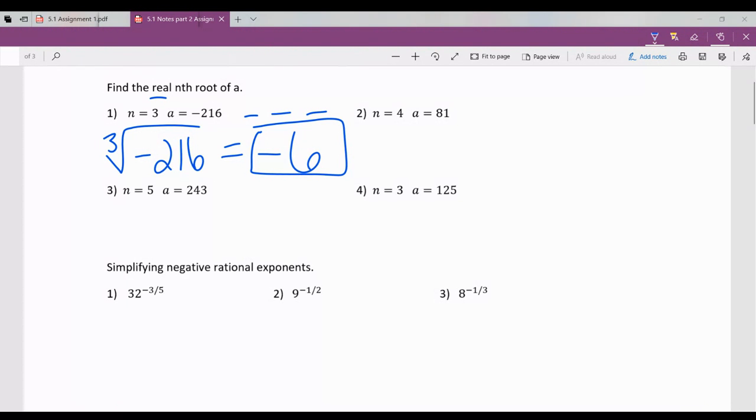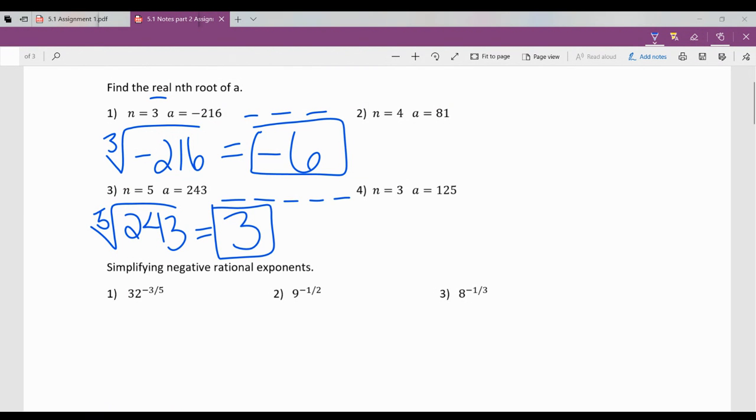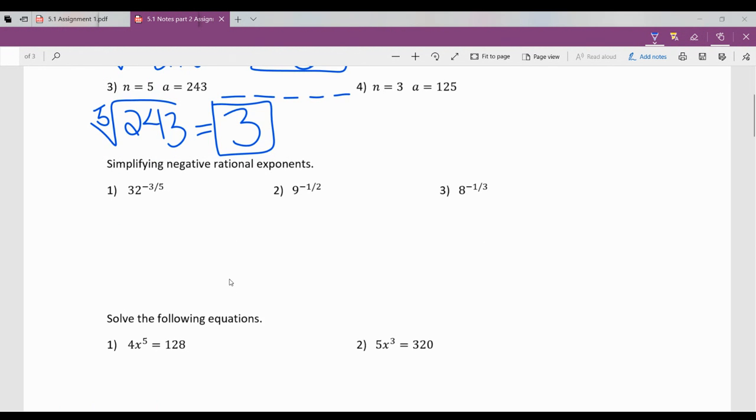Okay, so for number 3, same idea, find the nth root. So I'm doing the 5th root of a, which is 243. We're saying what number times itself 5 times is going to give me 243, and that is 3. Final answer. Okay, I'm going to leave 2 and 4 for you guys to try on your own, and we're going to look at 1 and 2 of simplifying negative rational exponents now.